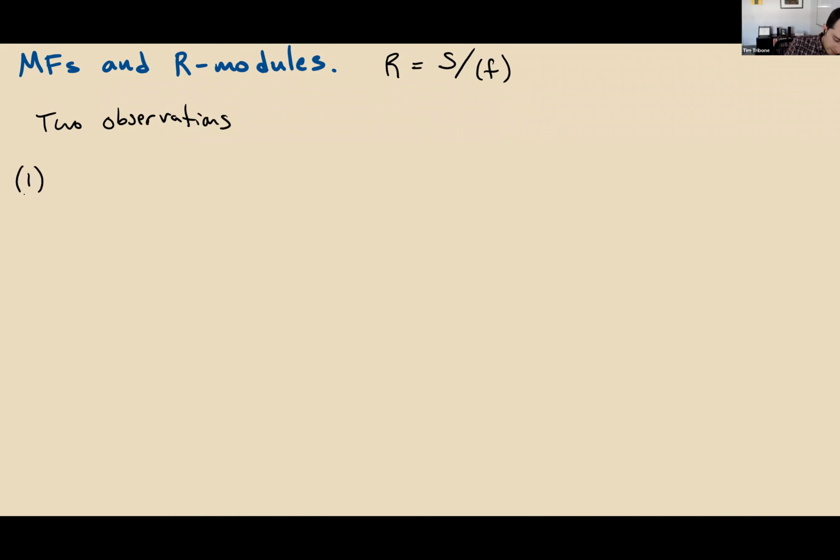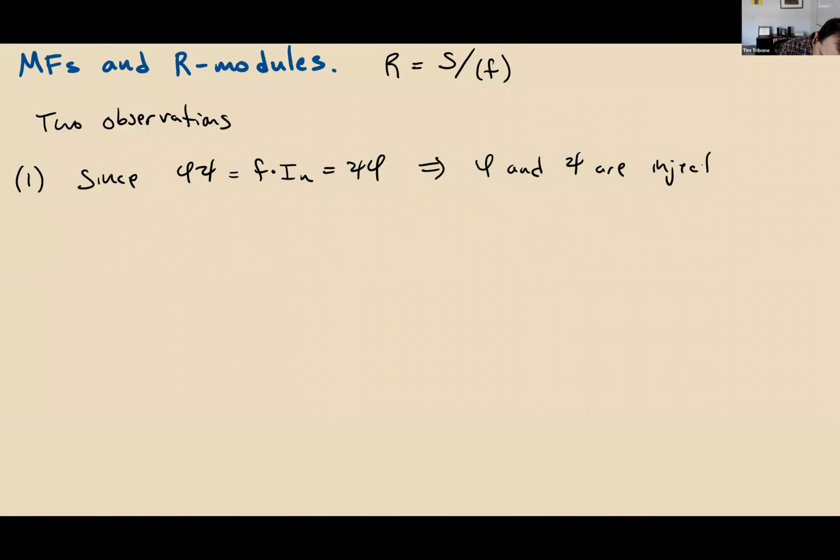The first is that since this product, phi times psi, and also psi times phi, is f times an identity matrix, and f is a non-zero divisor in our regular ring, both phi and psi are injective. So we actually get a nice short exact sequence, which looks like the following, for some n. I'll just stick with phi for now.